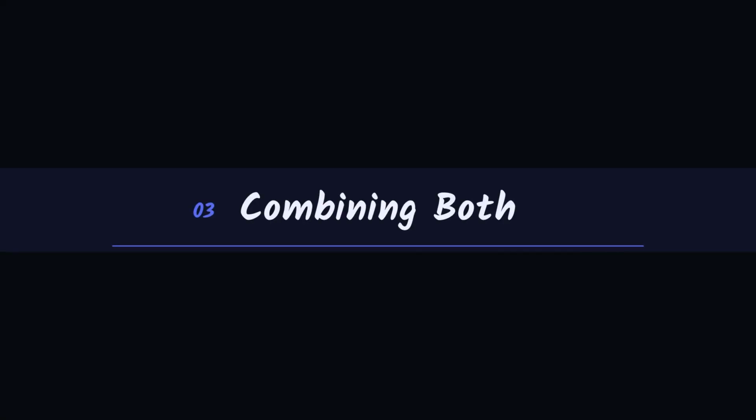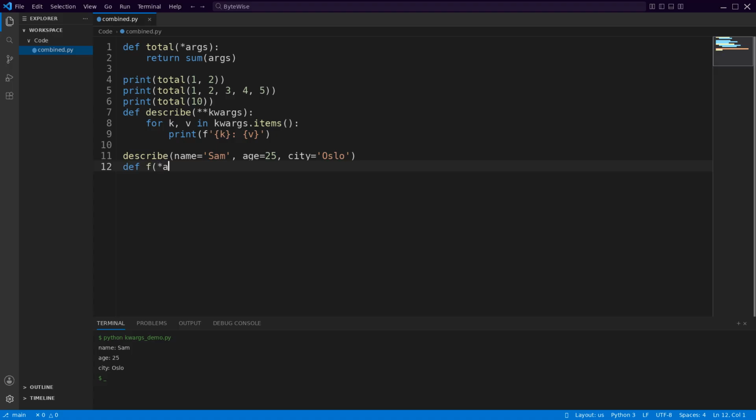You can use both star args and double star kwargs in the same function. The order is normal parameters first, then star args, then keyword only, then double star kwargs. 1 and 2 are positional. They go into the args tuple. X equals 3 and Y equals 4 are keyword. They go into the kwargs dictionary.